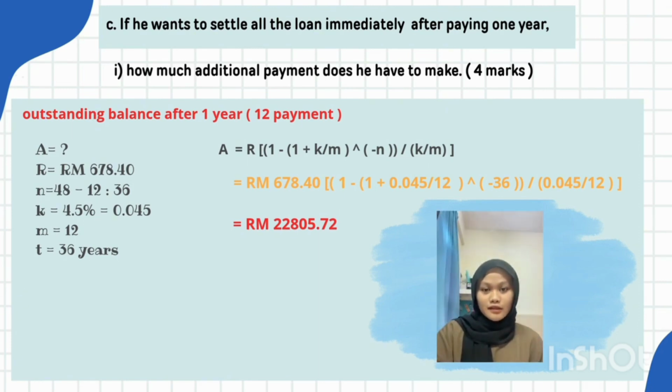Next, we use the formula of present value of an annuity, where R is RM 978.46 and k is 0.045. And since we pay monthly, the compounding period m is 12, and our remaining payments n is 36. I will plug all those numbers into the calculator. It tells us that the value of our remaining 36 payments is RM 22,805.72. This is our outstanding balance. We move to question C2.